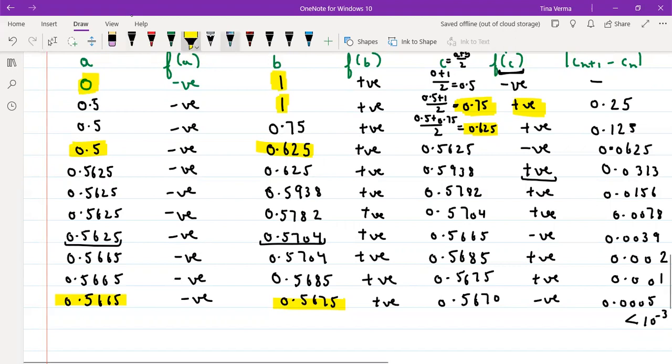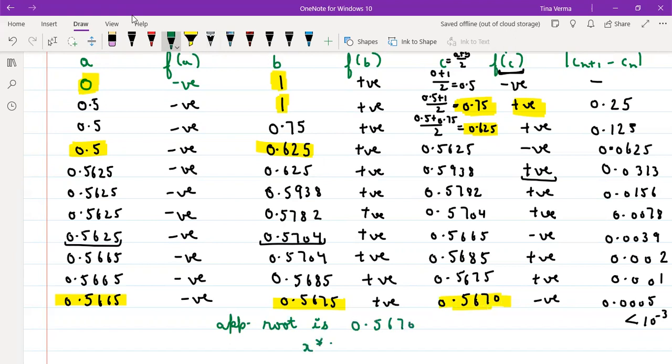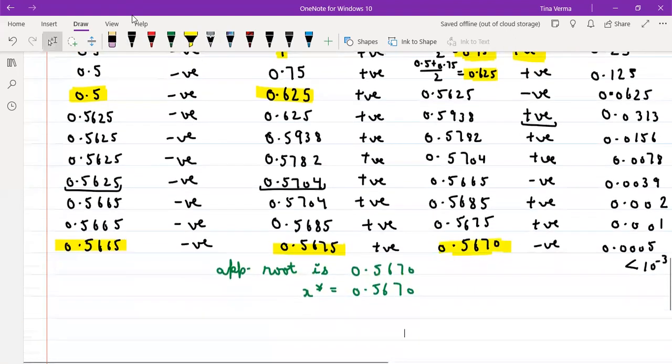And here what is your approximated root? So here my approximated root is 0.5670, that means x star is my 0.5670. So like this you have obtained the solution.